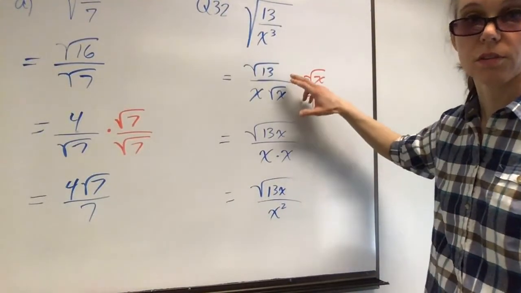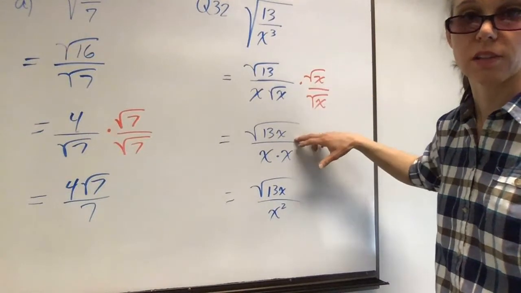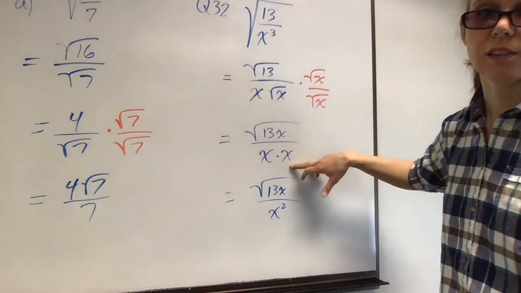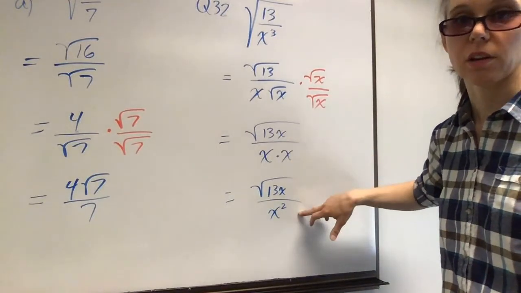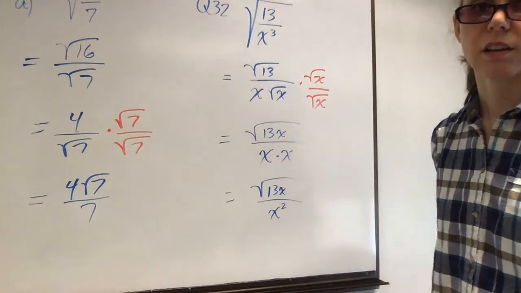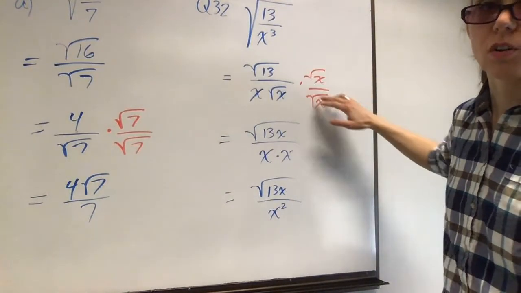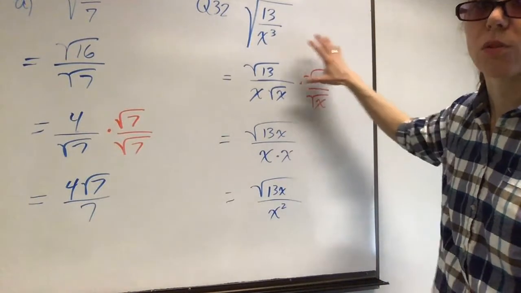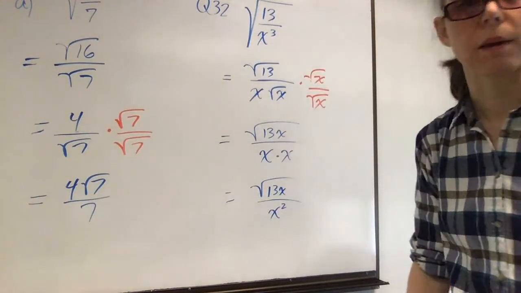Then root 13 times root x is root 13x. X times root x is x times x, which is x squared. You don't have to show this kind of intermediate step. You can go straight from here to here. But make sure you do show, when you're multiplying a numerator and denominator by something, make sure you show me what it is you're multiplying by.